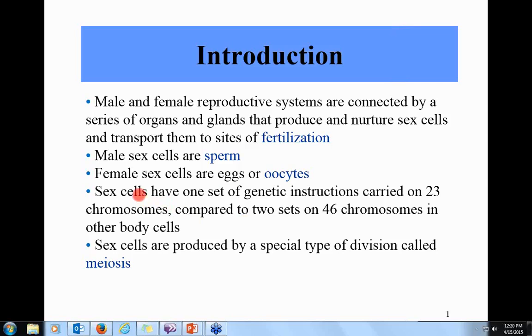The sex cells, the sperm and the egg, have 23 chromosomes, and that is half of the chromosomes needed to make a new individual. The special cell division that creates sperm or egg is called meiosis.